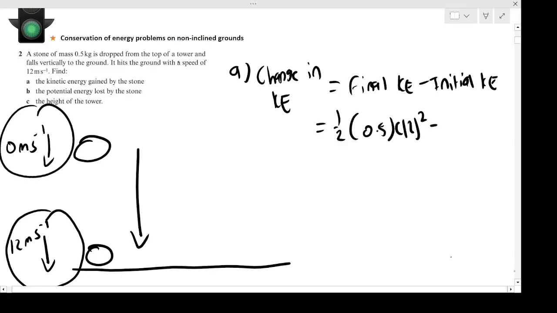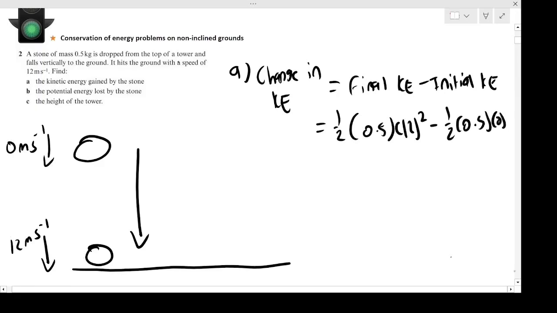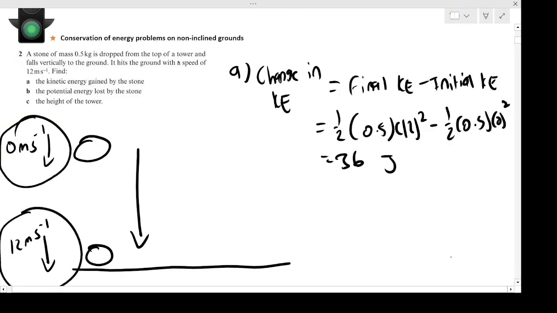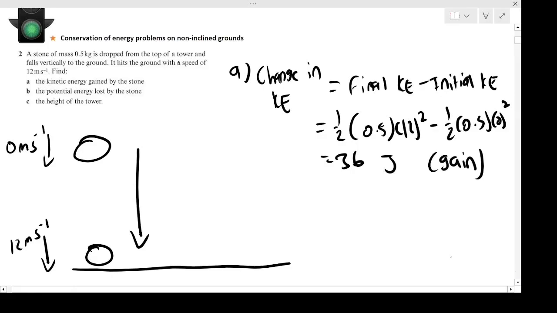Then the initial speed is 0, so then it'll be half of 0.5, lots of 0 squared, and that goes to 0, so that means my change in kinetic energy is going to be 36, and that being joules, right? So there we are. And I make a note that specifically the change is a gain, right? Kinetic energy is gained because very simply we are increasing the speed. It goes from 0 to 12. So I make a note this is a gain.